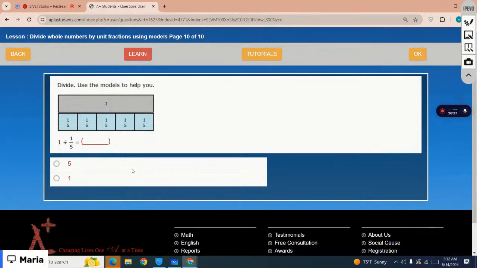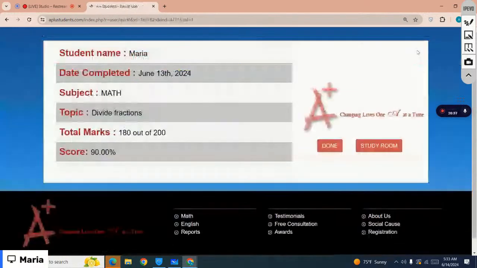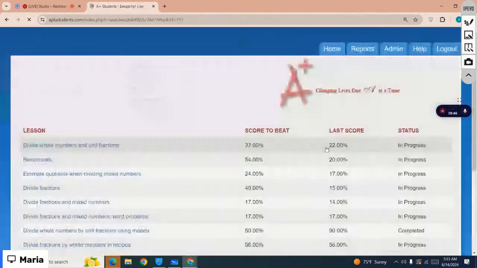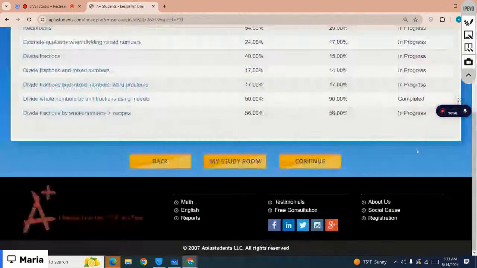Okay, we are done with the lesson. Let's move on to the next lesson. I think it is the last lesson from the chapter: divide fractions by whole numbers in recipes.